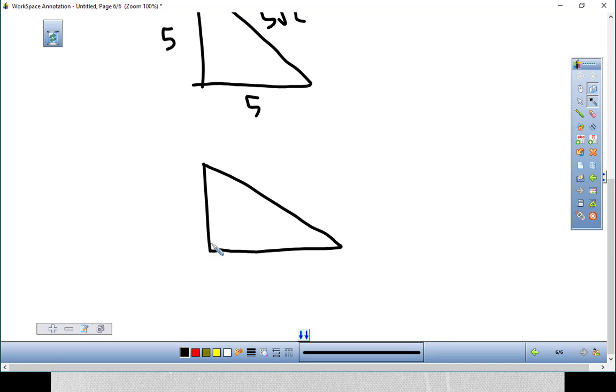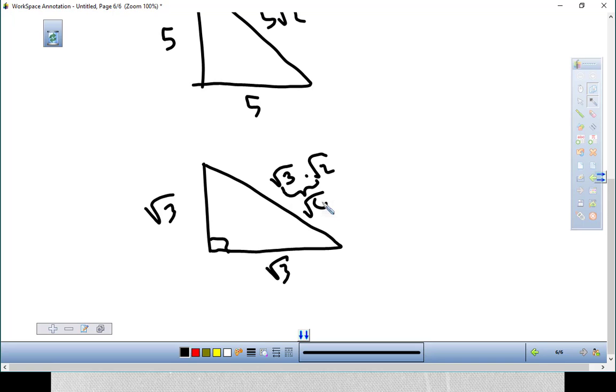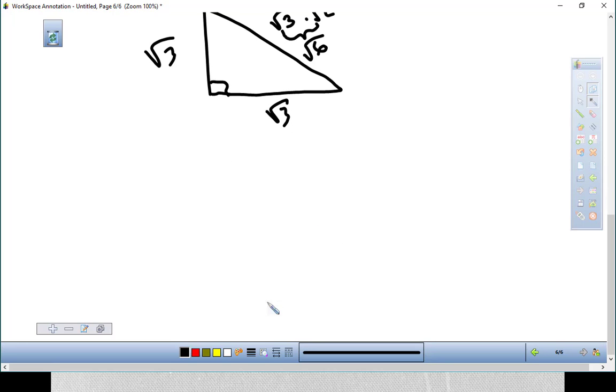Okay, you ready? If this one's square root 3, what's this one? Square root of 3. What's this one? Square root of 3 times the square root of 2, right? Which in this case would be square root of 6. Okay, you guys ready to try another one?